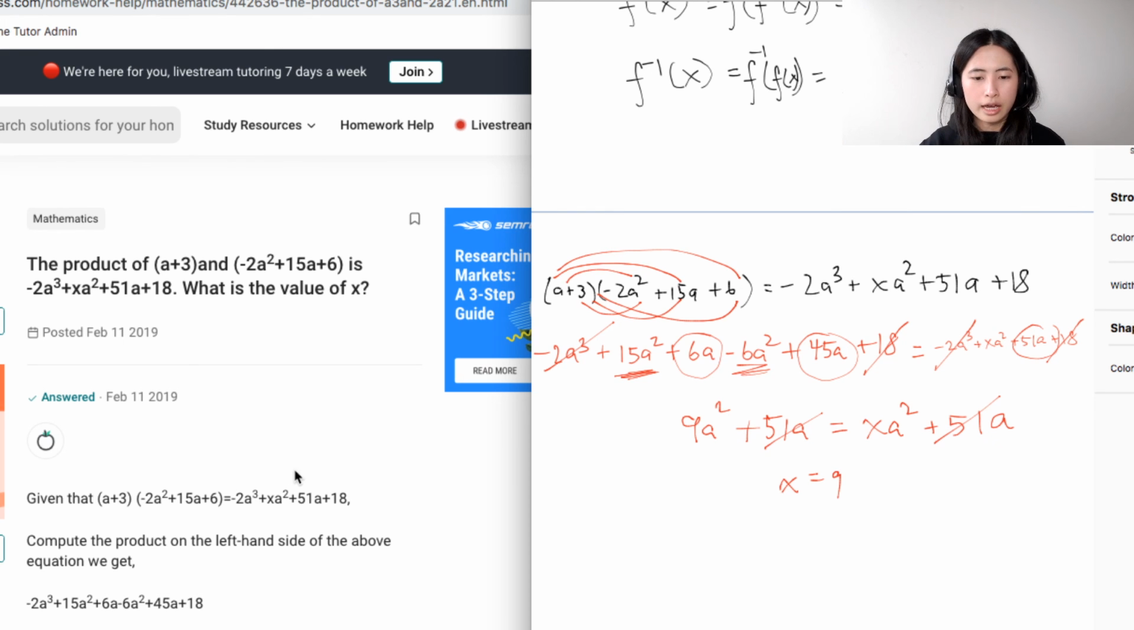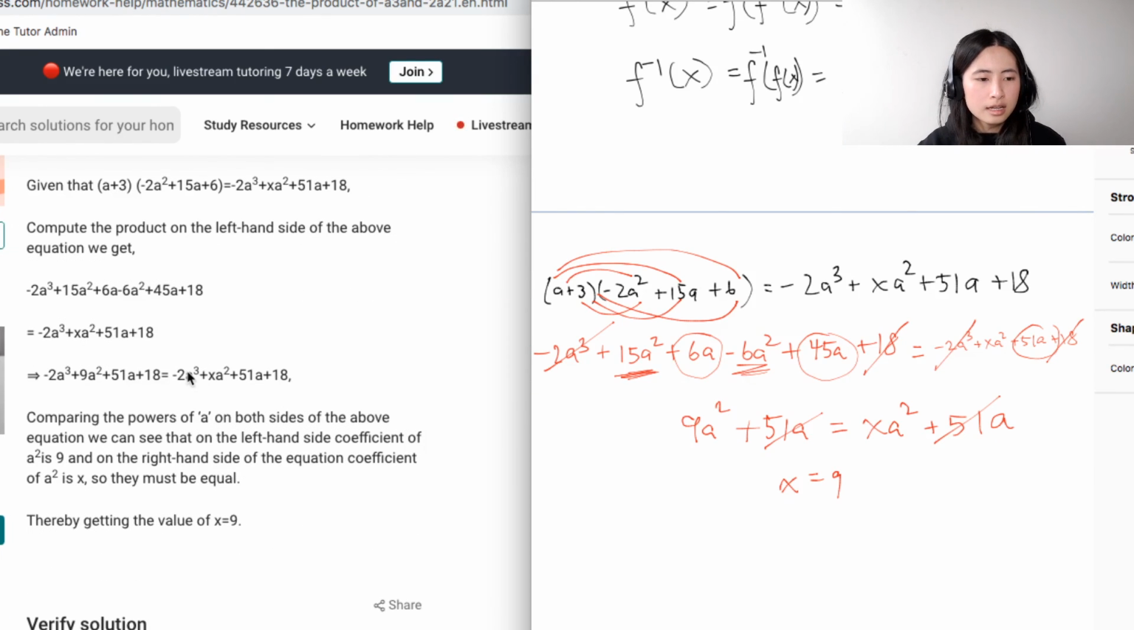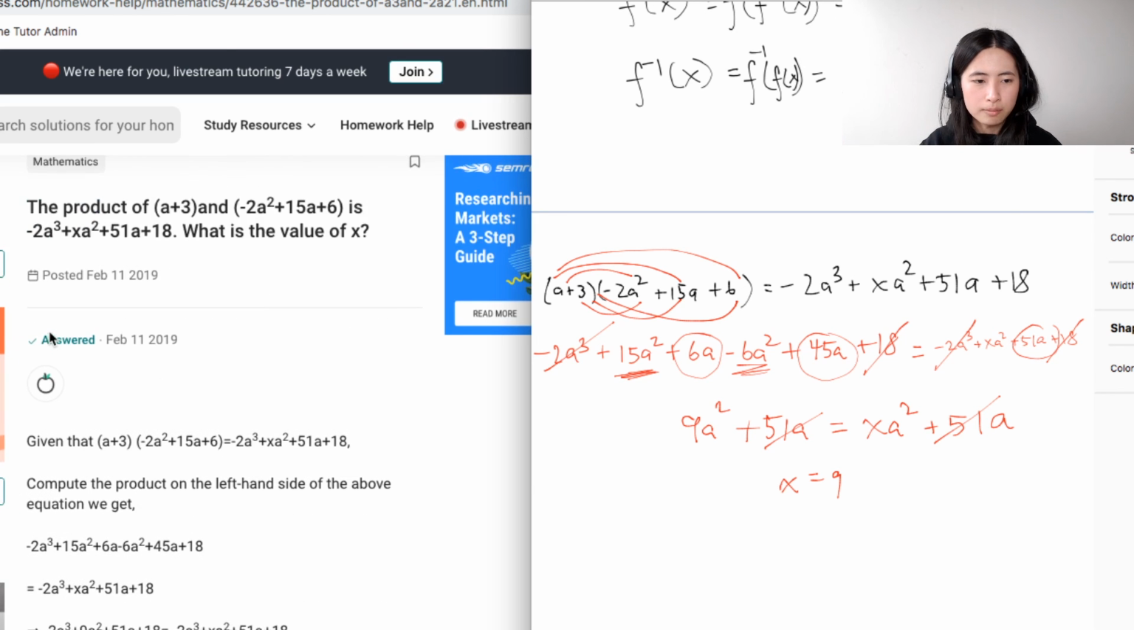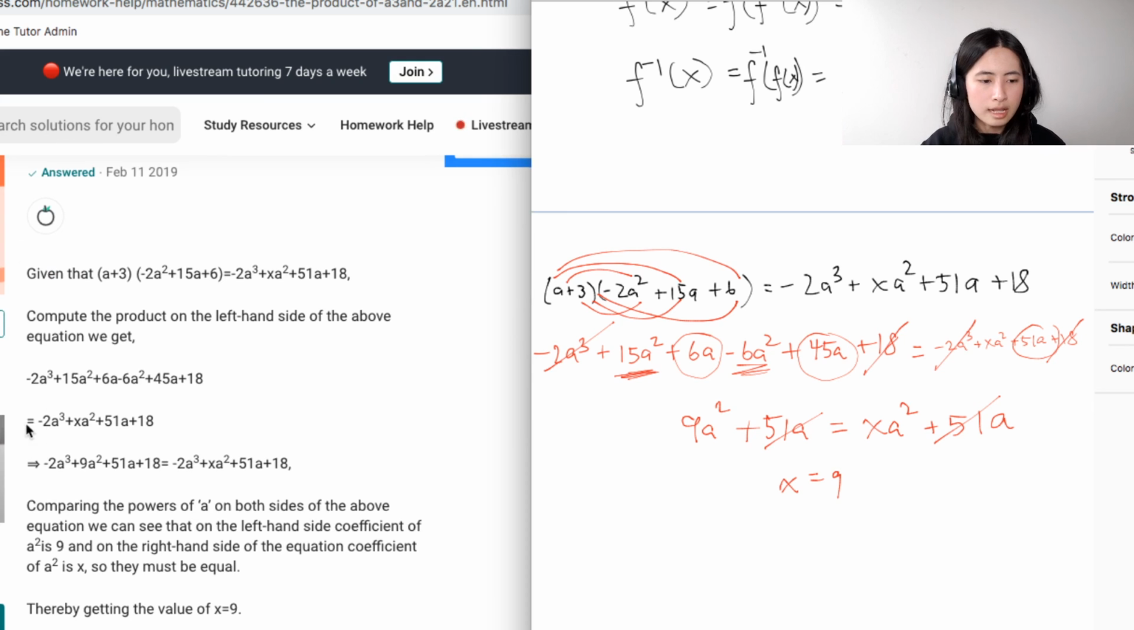And let's take a look at what they did. Okay, so they expanded. You have negative 2a cubed, right? So that's on the left-hand side, plus 15a squared, plus 6a minus 6a squared, plus 45a plus 18. This is absolutely right. And then the right-hand side was basically taken from the given, so that's negative 2a cubed plus xa squared plus 51a plus 18. Okay, great. So that's done.